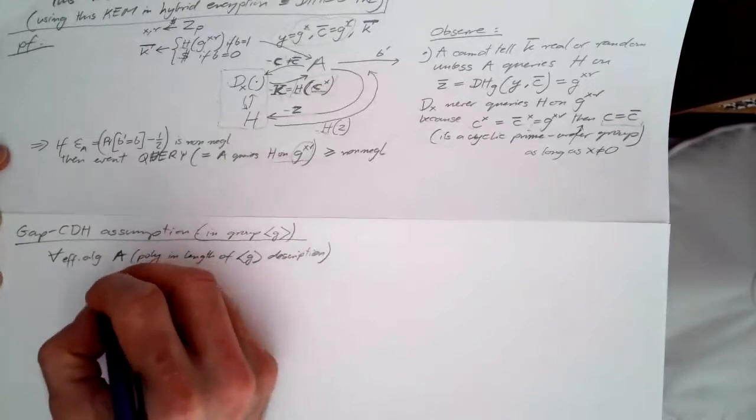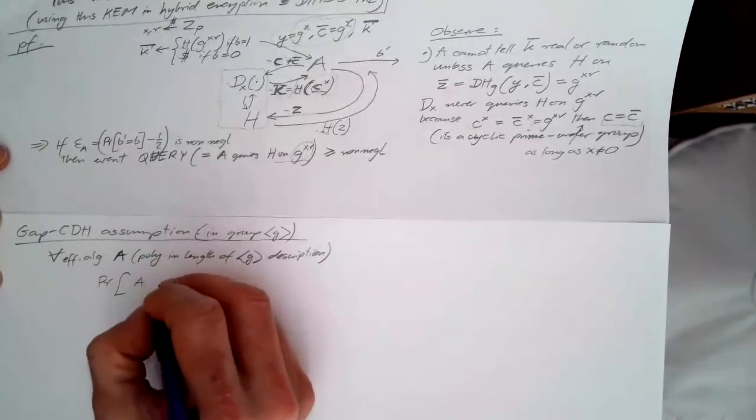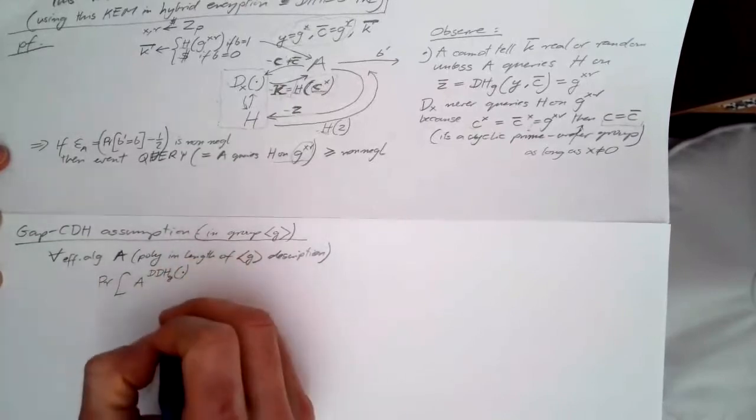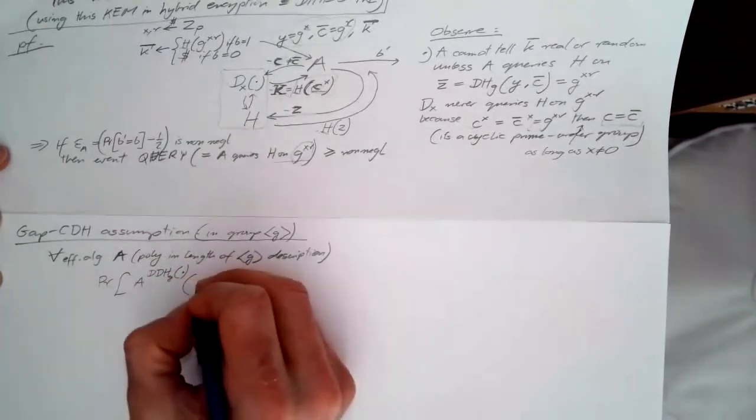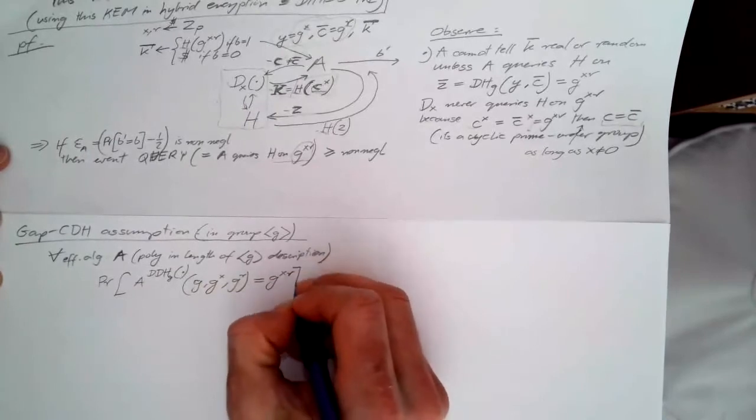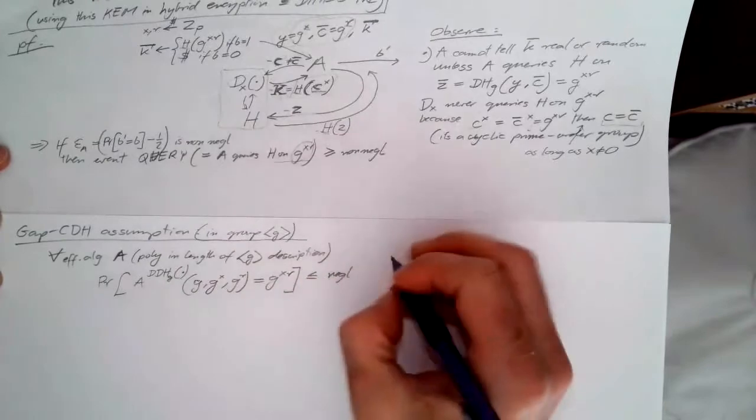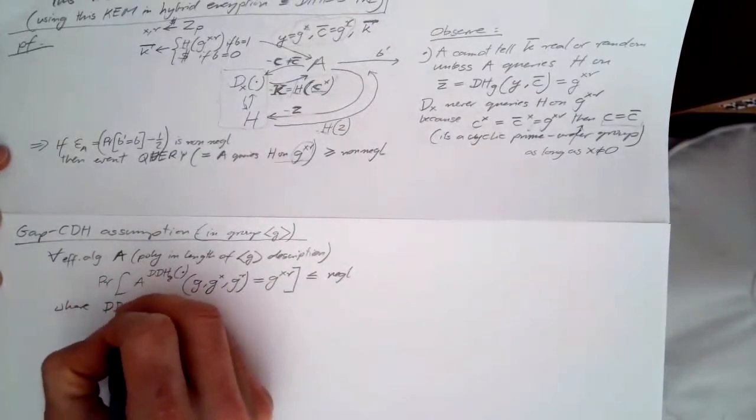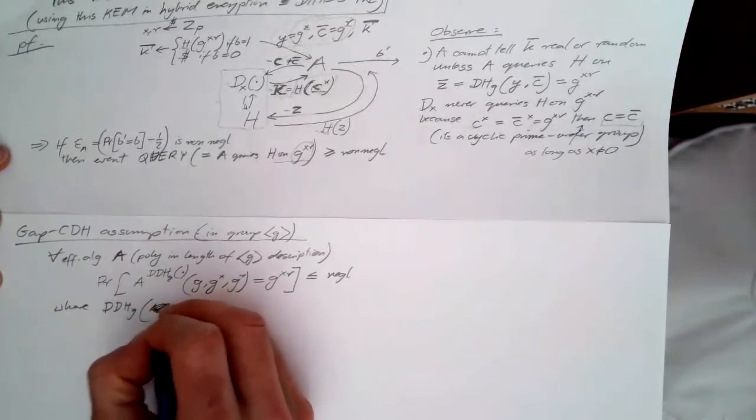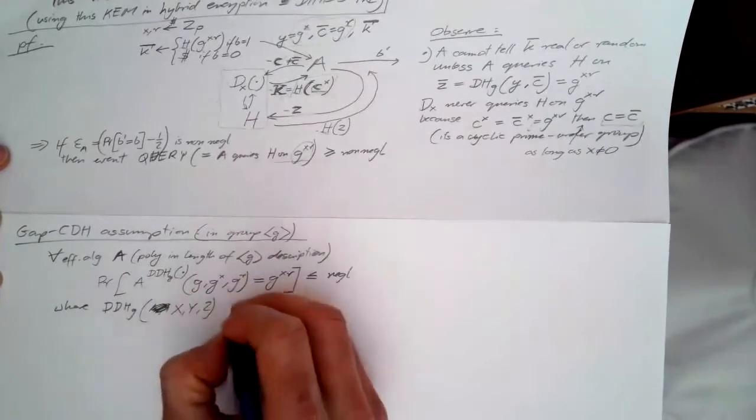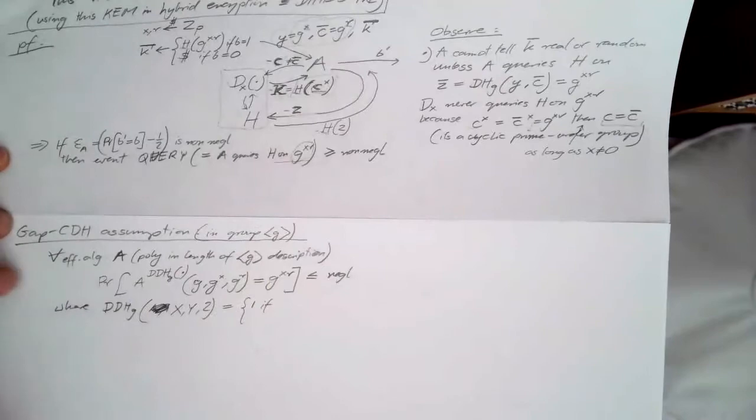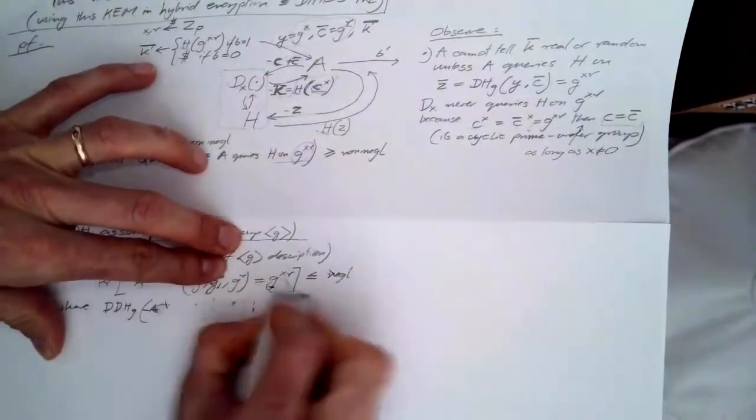Let's say the probability that A, who has access to a decisional Diffie-Hellman oracle in group G, and the inputs of A are g to the x, g to the r, and he needs to compute g to the xr, that this is negligible, where the DDH oracle takes 3 inputs, X, Y, and Z, and it outputs 1 if, you know what, it's easier to write it this way.